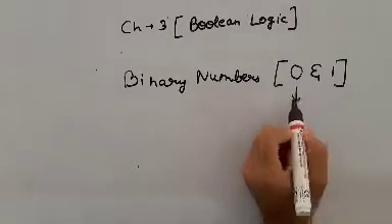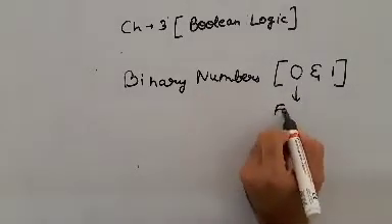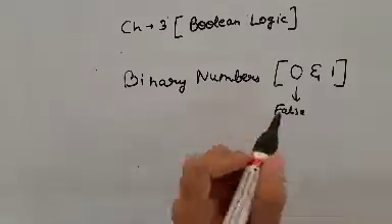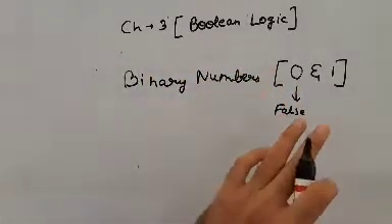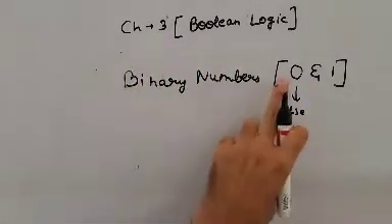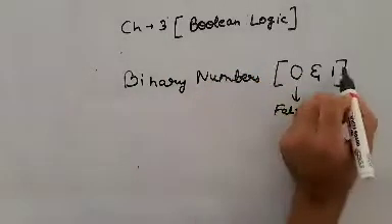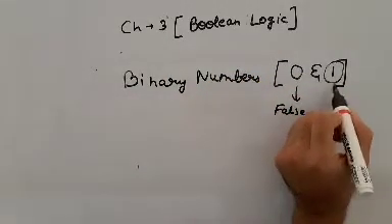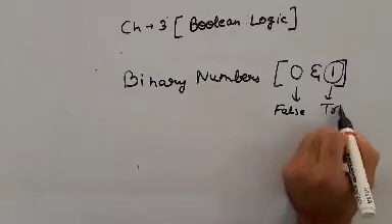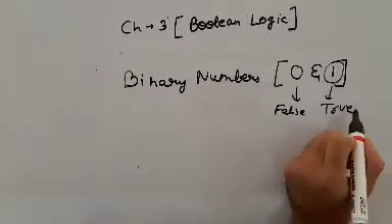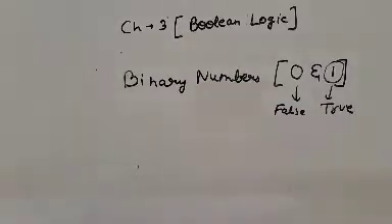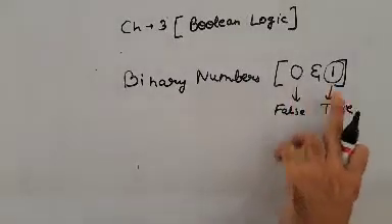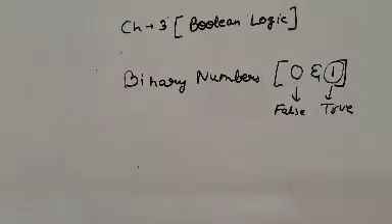Now 0 represents false statements. Any kind of statement which does not possess any kind of logic will be represented through 0, and similarly 1 is represented for true statements. Is that clear students? Now we will see how we will use 0 and 1 for our Boolean logics.